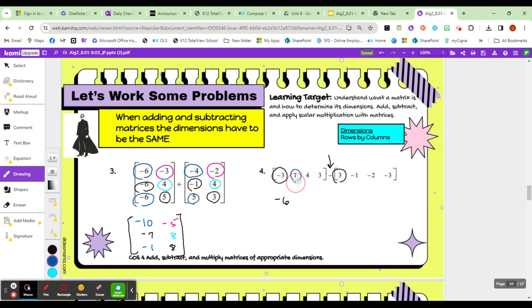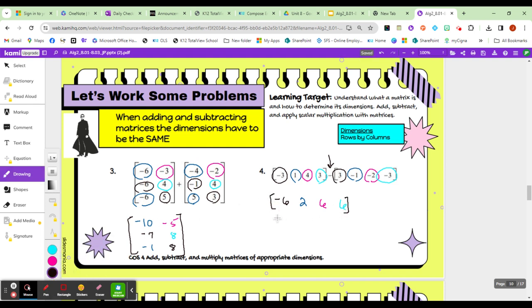Then I'm going to do 1 subtract -1, and that's going to give me +2. And then I'm going to do 4 subtract -2. That's going to give me +6. And then lastly, I'm going to do 3 subtract -3, and that's going to give me a +6. Put your brackets around your answer.